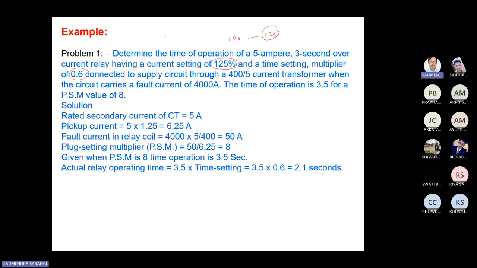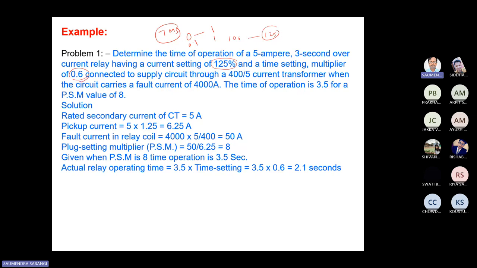With a time setting multiplier of 0.6. 0.6 means what? Already I told you that TMS is called time multiplier setting, or TSM, time setting multiplier. Normally it can be in between 0 to 1 or 0.1 to 1. So here it is 0.6. Okay.